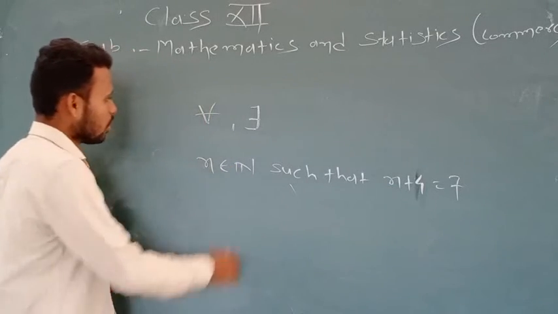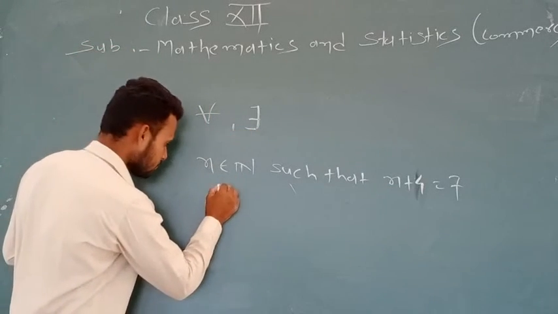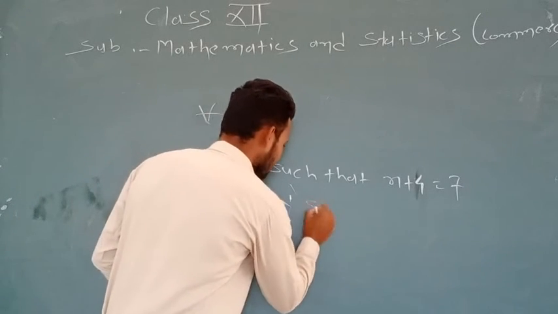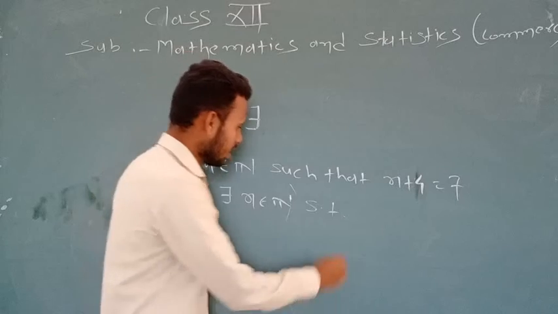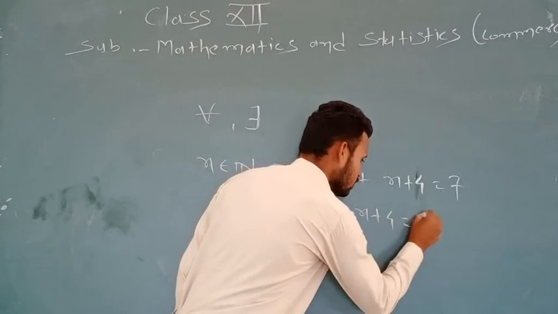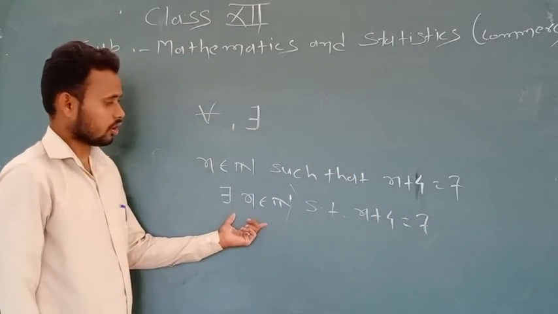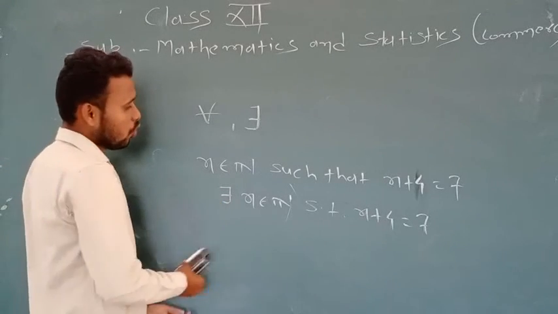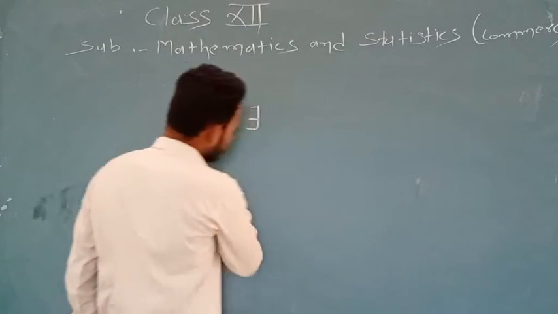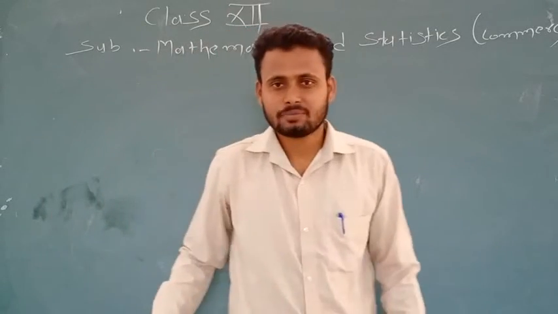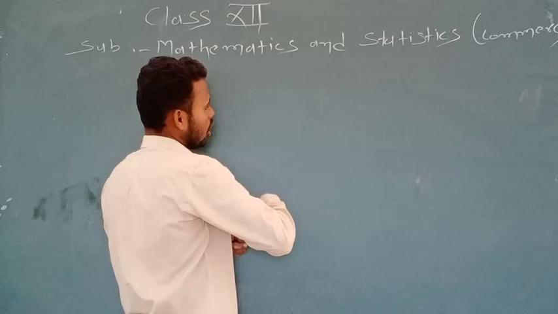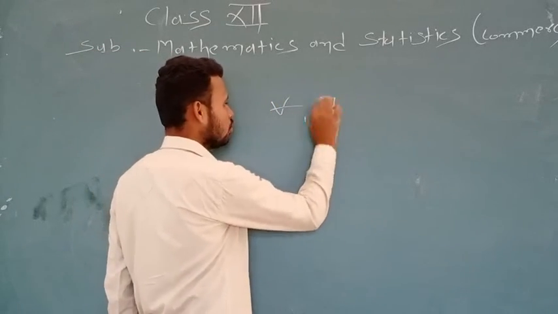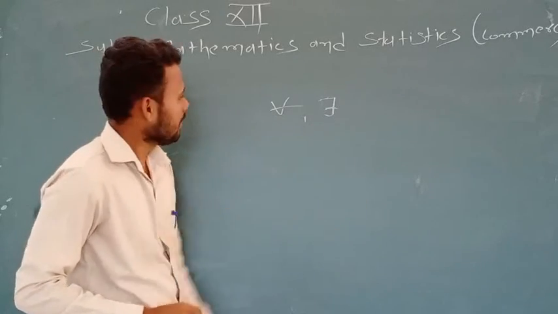For that we use the quantifier there exists: there exists x belongs to the natural number such that x plus 4 is equal to 7. This is the mathematical form, where we use the quantifier there exists. It means there are only two quantifiers: first one is for all, and second one is there exists. These are the only two quantifiers in mathematics.